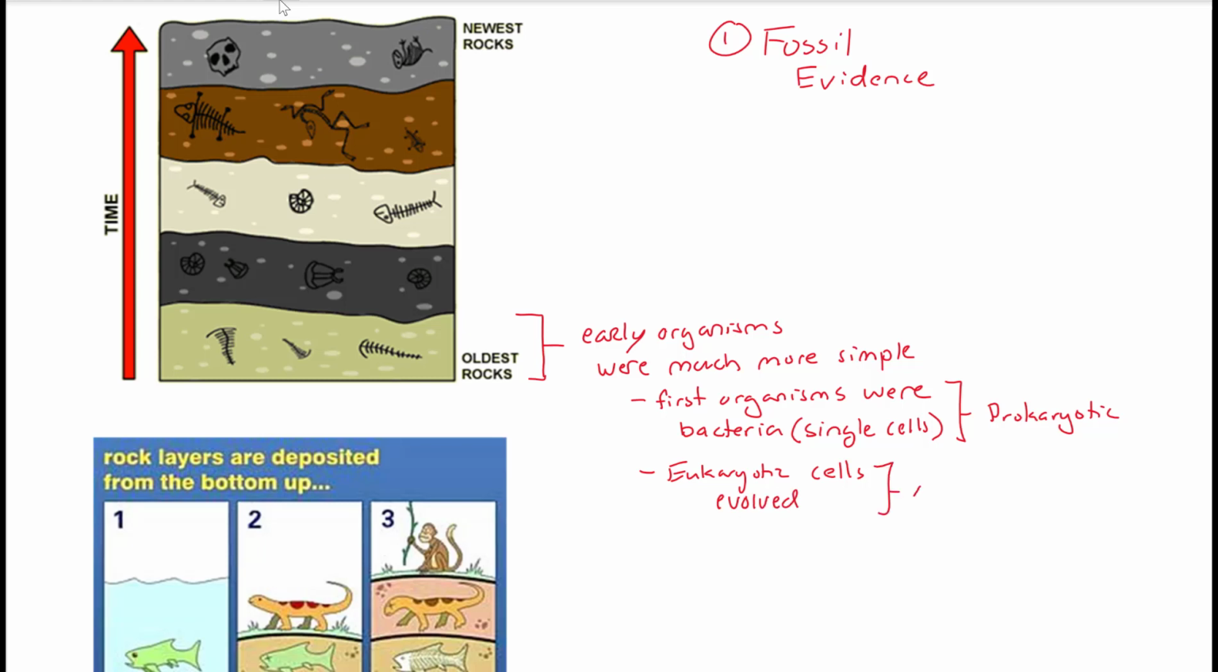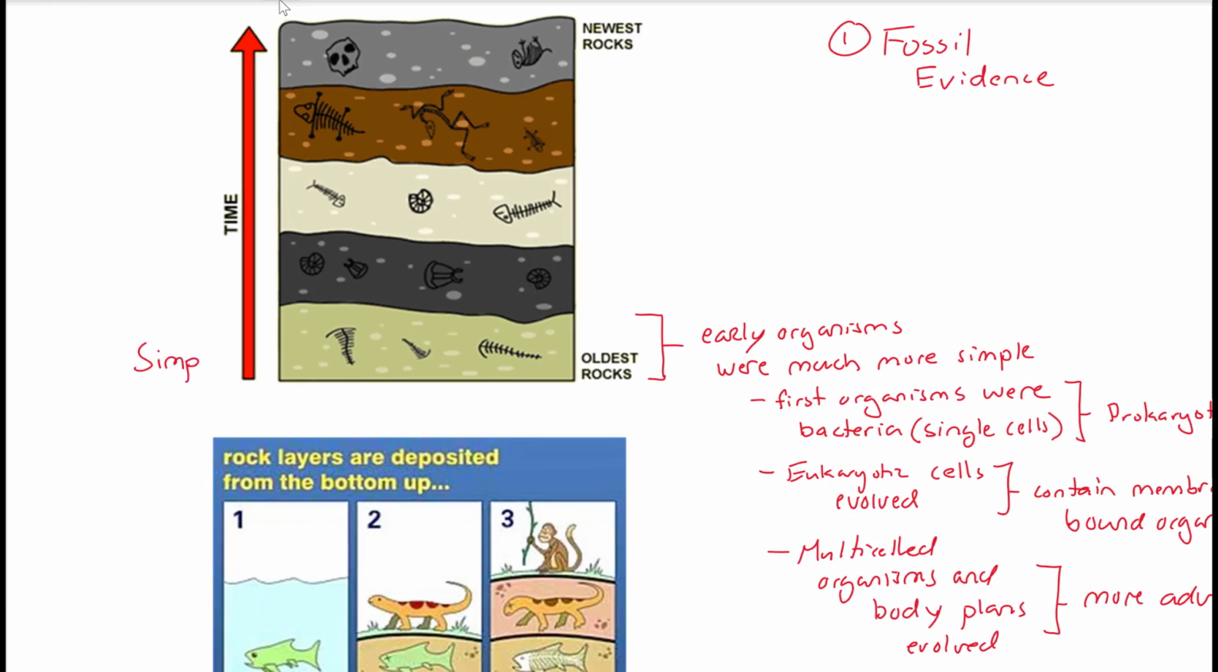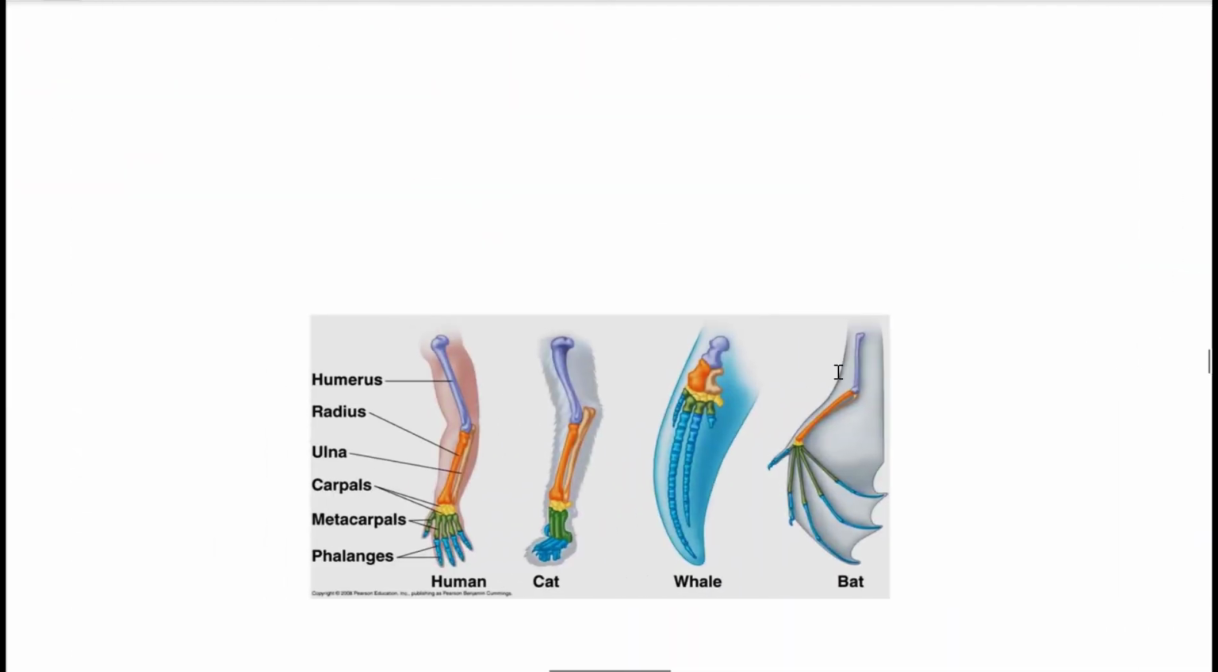That has to do with the endosymbiotic theory. And once eukaryotic cells evolved, they came together to make multicelled organisms. And life began to get more and more complex as you went on, because you had an accumulation of adaptations. So you go from simple to complex as you go up the fossil record. The young layers are up top and the old layers are at the bottom.